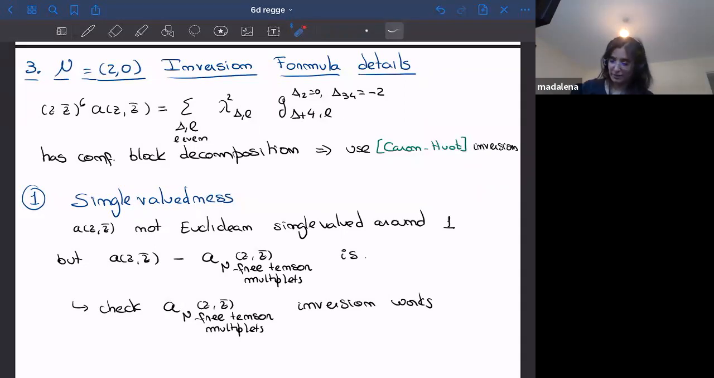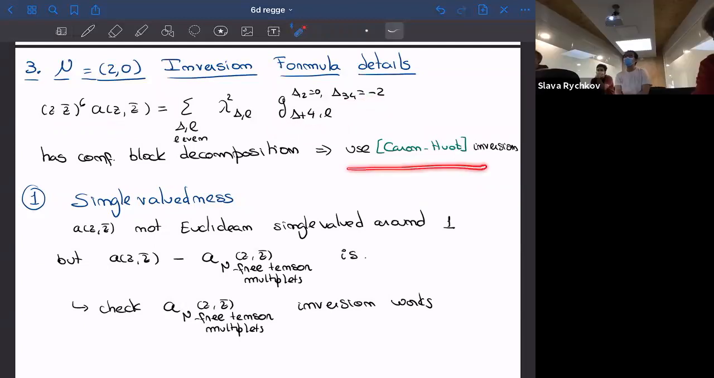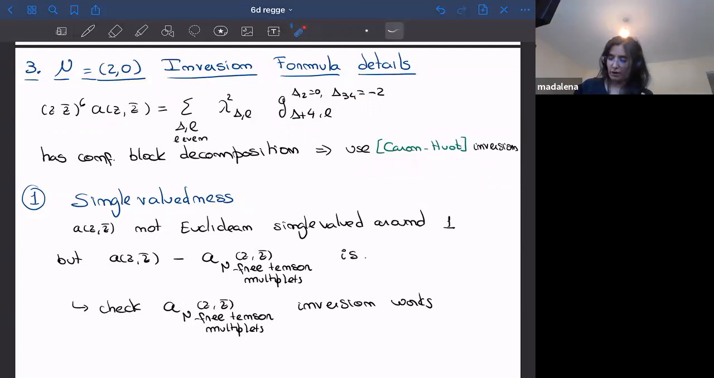Okay, so I'm really out of time, so just very quickly on the details of the inversion formula that I left for the end. So this function has a decomposition in blocks. They just happen to be with unequal dimensions. So we can just literally use Caron-Huot's inversion formula after we worry about a couple of points. One is that our A is actually not single valued in Euclidean around 1. We could wonder how important Euclidean single valuedness actually was in the derivation and see what changes.